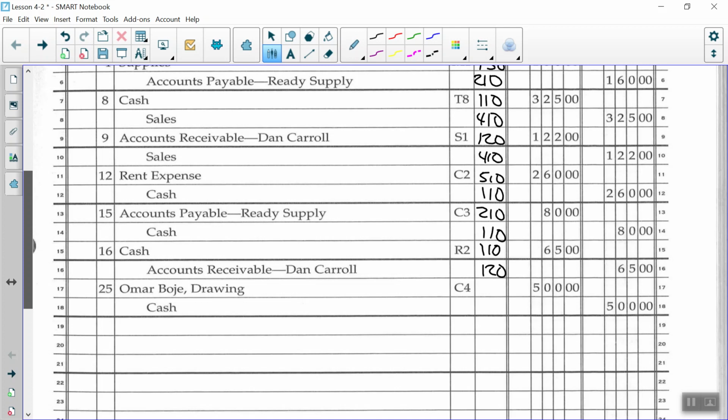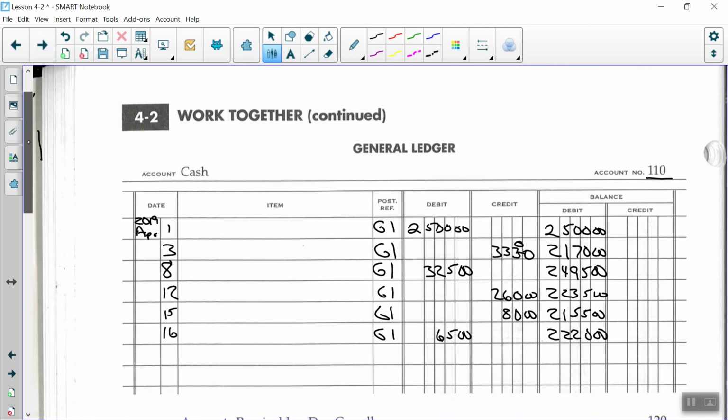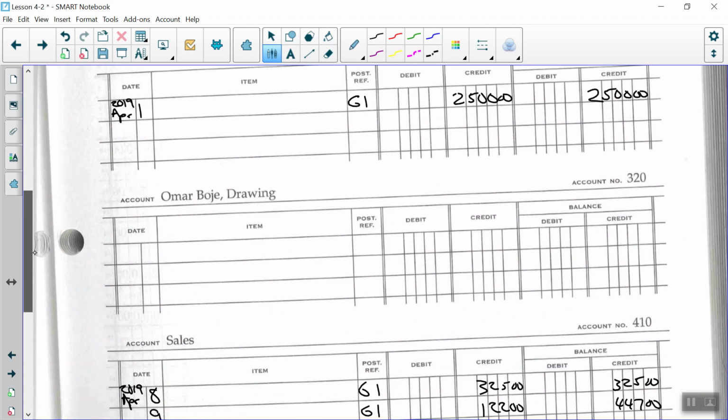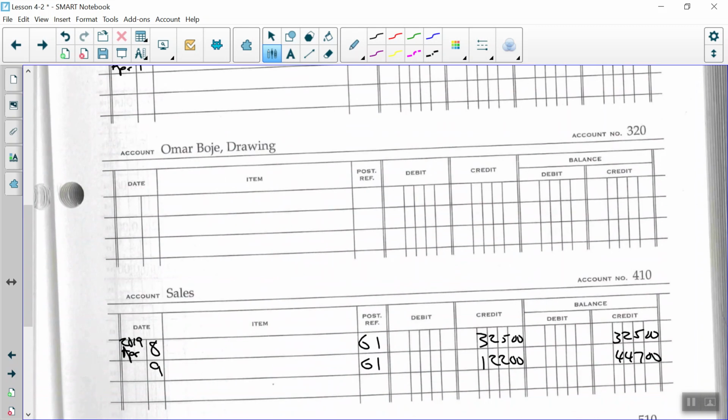And then the last one. So everybody ready for drawing? All right, so we go find the drawing. Should be on page 63. Oops, didn't go far enough. Okay, so again, we got to put the full date. 2019, April 1st, G1. He's taking out $500. Drawing has what kind of normal balance? Debit. Okay. So we debit 500.